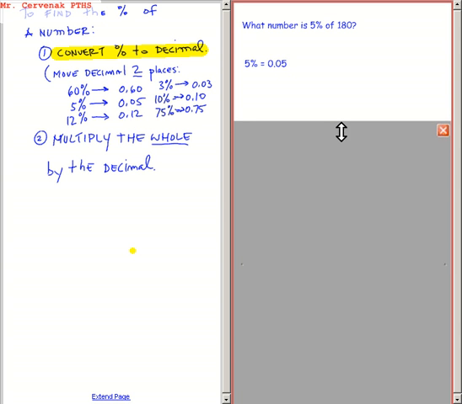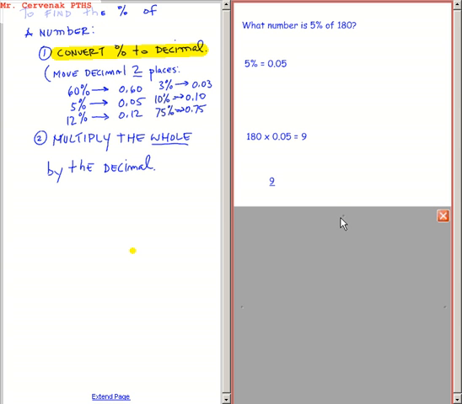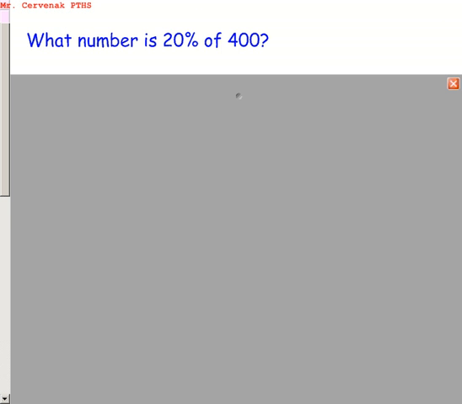Our second step in our procedure will be to multiply the whole number, in this case 180, times the decimal 0.05 and get the answer, in this case 9. So 9 is 5% of 180. Let's apply our procedure to another sample problem.